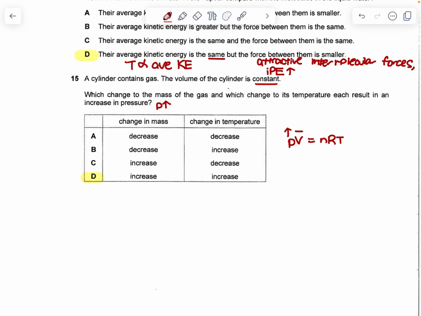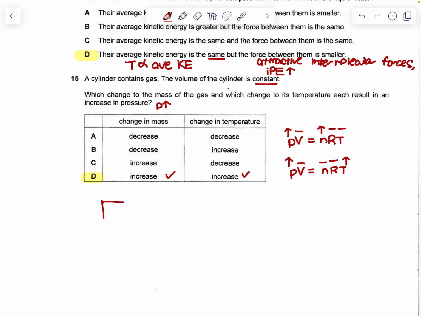you can, R is the ideal gas constant, so it's constant. You can keep the temperature constant, but increase the number of molecules. Or even if you change the mass of the gas, the number of molecules, the pressure will increase. Another way, PV equals nRT. Since you know volume is constant, number of moles constant, ideal gas constant is a constant, to increase pressure, you can increase the temperature.